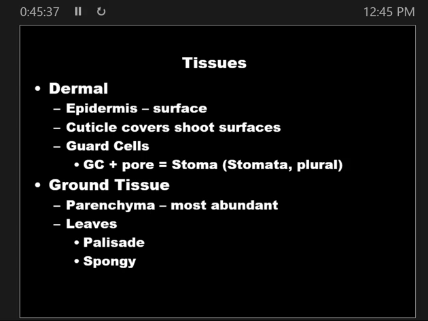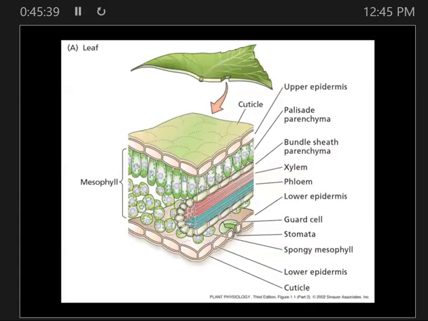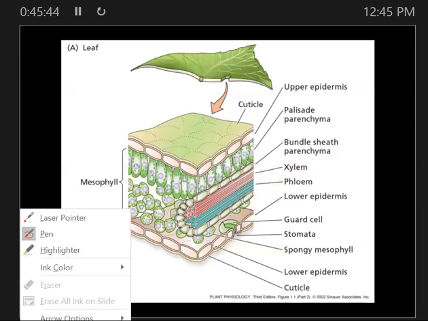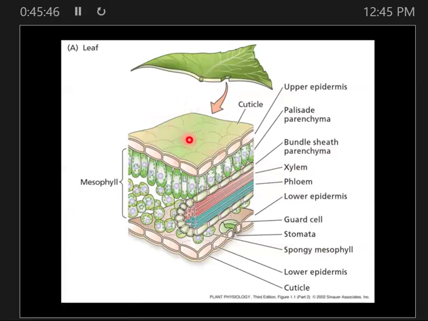Okay, so let's look at a leaf. Here's a leaf, and you can see the artist tried to draw that waxy cuticle over the surface of the epidermis. And then they're saying if you cut the leaf cross section and take a chunk and look at it and blow it up a little bit, that's what you're seeing in the main portion of the image here.